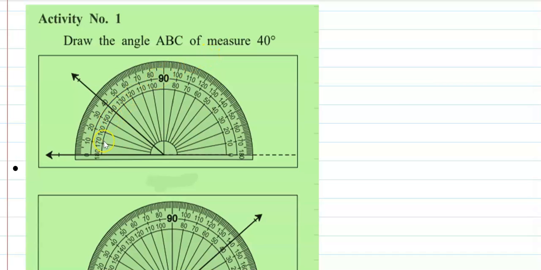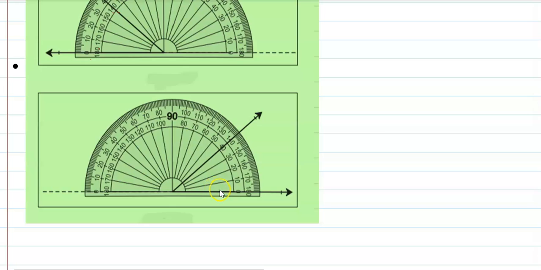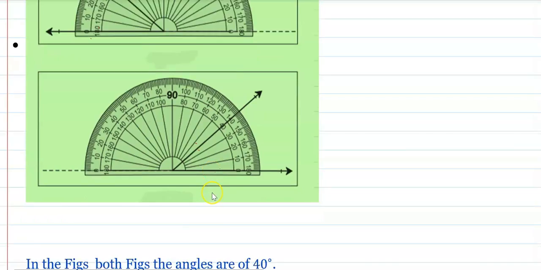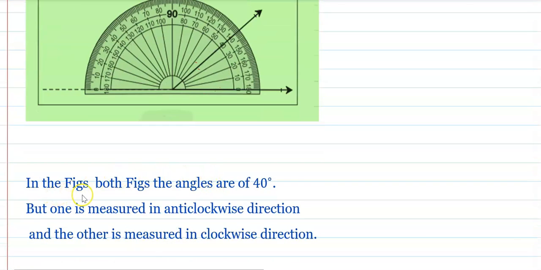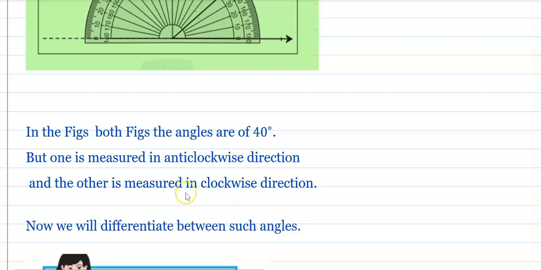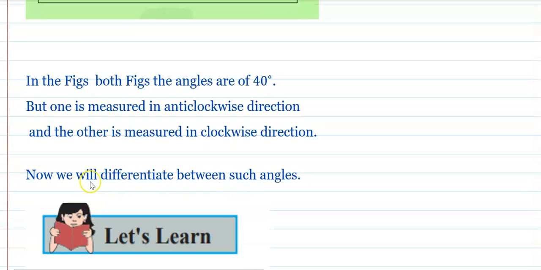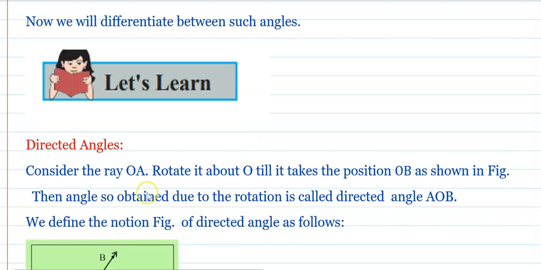Now see this. In the first figure, the measure of the angle is taken in clockwise sense. Someone can write the measure of angles in this manner and someone can write the measure of angle in another manner. This is 40 degree. In both the figures, the angles are 40, but one is measured in anti-clockwise direction and the other is measured in clockwise direction. Now, we will differentiate between such angles.